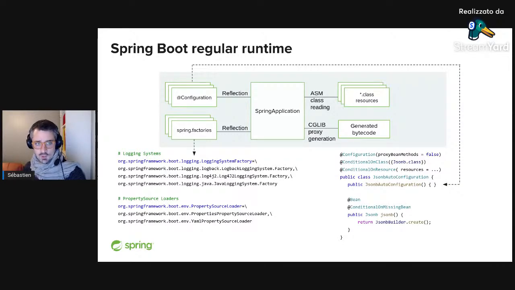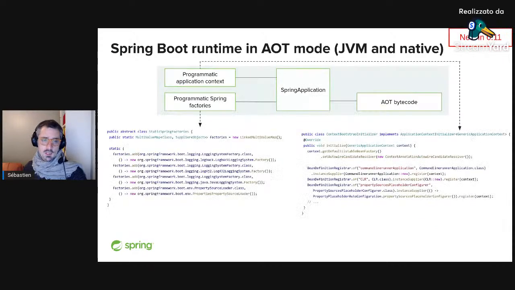So a concrete example: a Spring Boot application will typically use reflection with the Spring factories file and configuration classes to analyze the various annotations, etc. There will be class resources read by ASM, and there will be CGLIB runtime proxy generation. So this is with regular mode, Spring Boot regular runtime. And with Spring Boot running in AOT mode, which can happen both on JVM and native, okay, it's not native specific, it will generate at build time a specific implementation for the Spring factories, a programmatic one, as you can see, and a programmatic creation of your application context that will involve much less reflection. That is optimized for your application conditions. Most conditions have been evaluated upfront, etc. So that's what we are using.